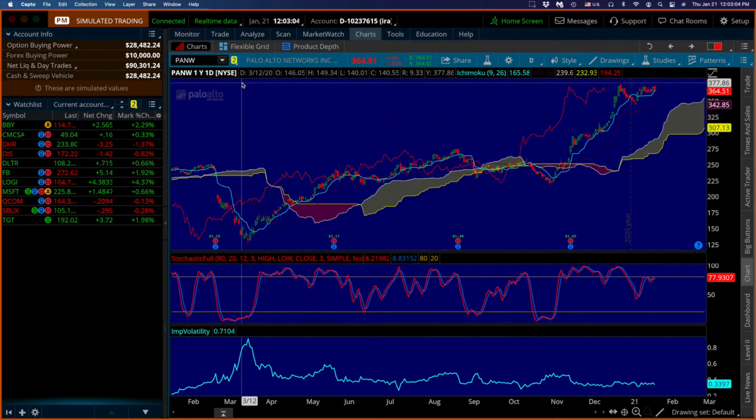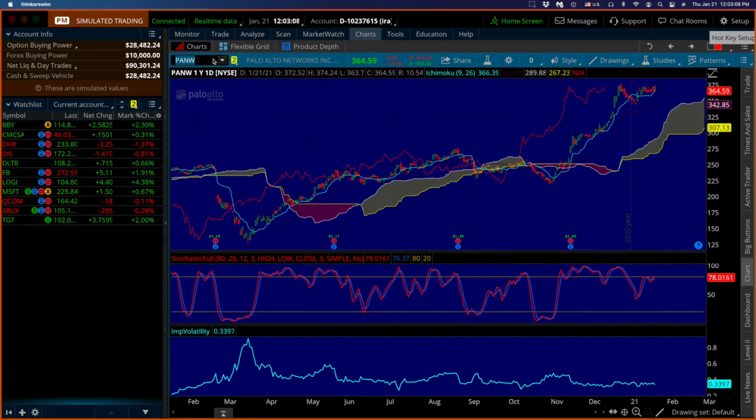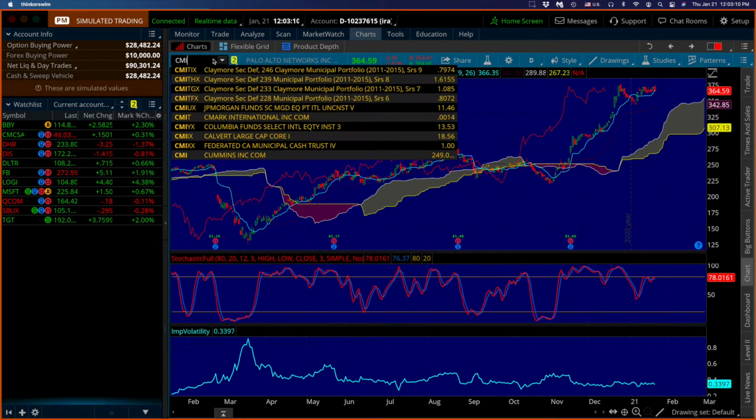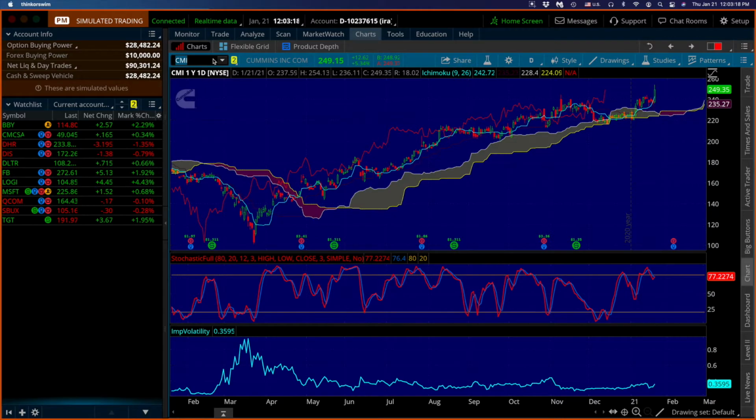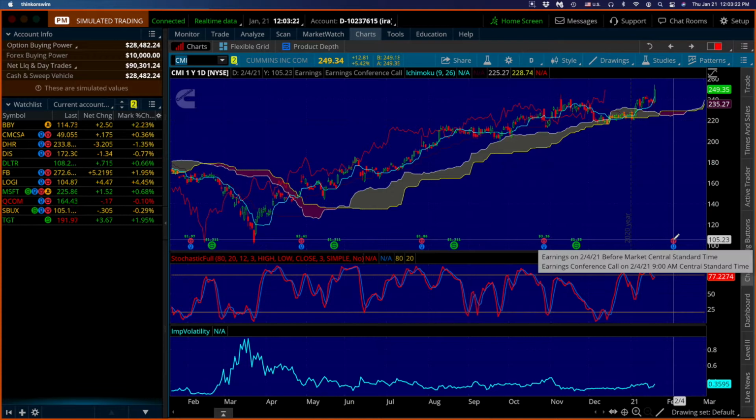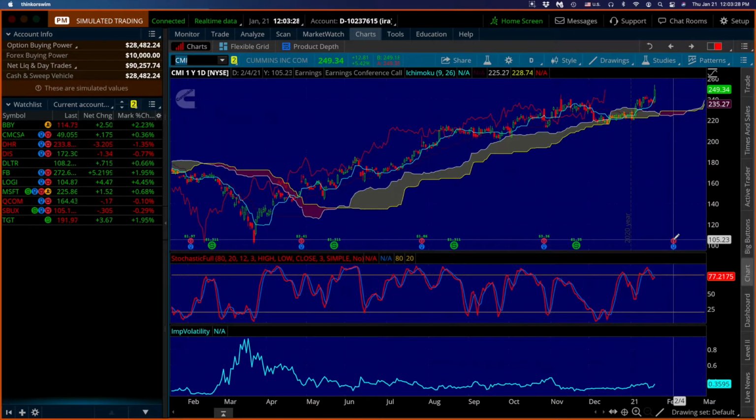The other one is CMI, Cummins Incorporated. Been doing really well, but look, the earnings are coming up. So we don't want to trade those because earnings are going to have a volatility collapse.